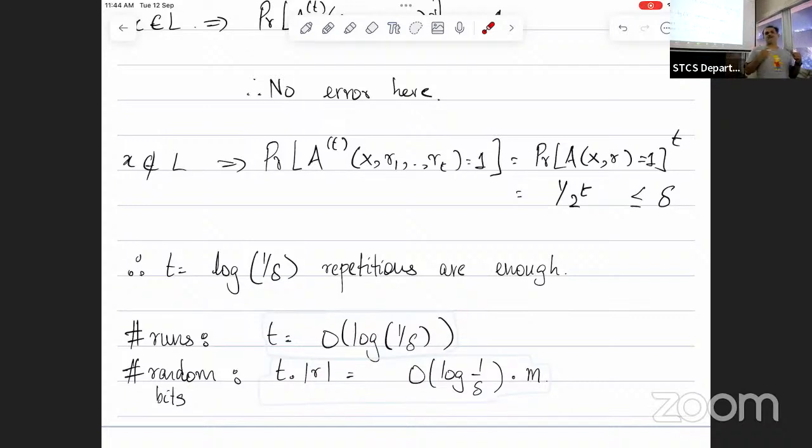If you solved problem set 1, the same question we asked, instead of independent random bits, was what happens if we choose pairwise independent random bits? There we would have gotten a number of runs that looks like 1 over delta, and the number of random bits that looks like m plus log 1 over delta. Is it 1 over delta or 1 over delta squared? Something like that. It was polynomial in 1 over delta rather than log, whereas the number of random bits became a sum rather than m times log 1 over delta.